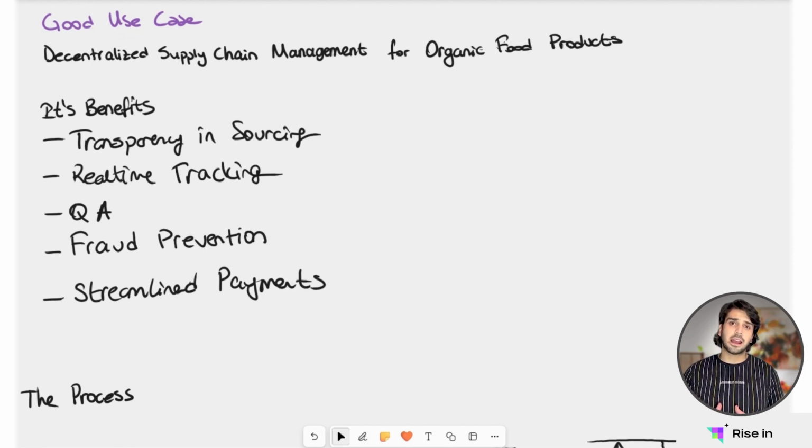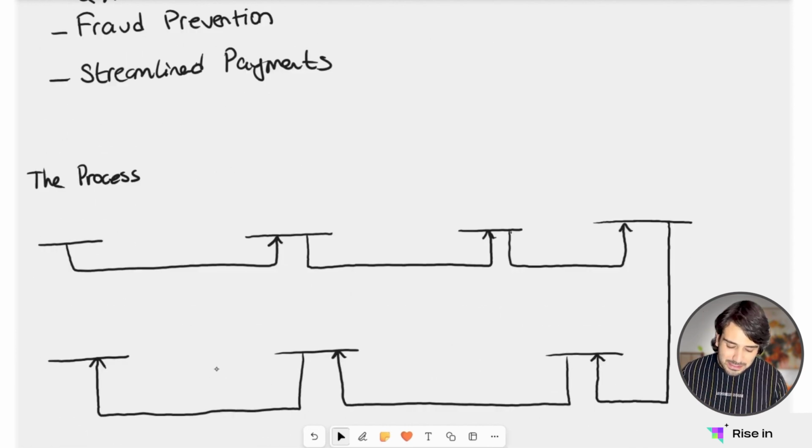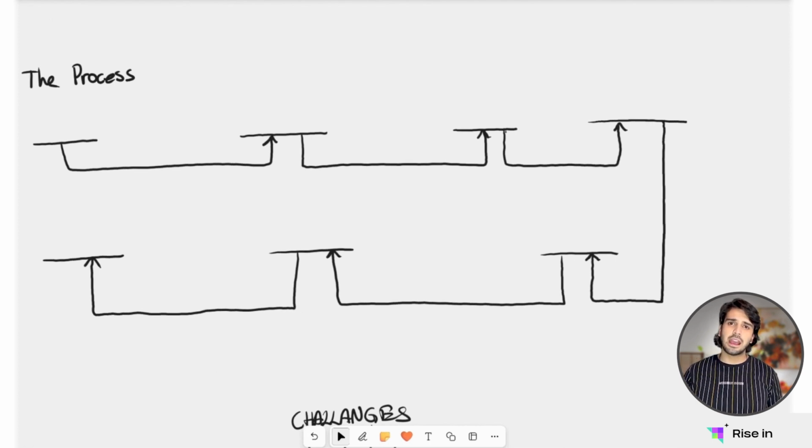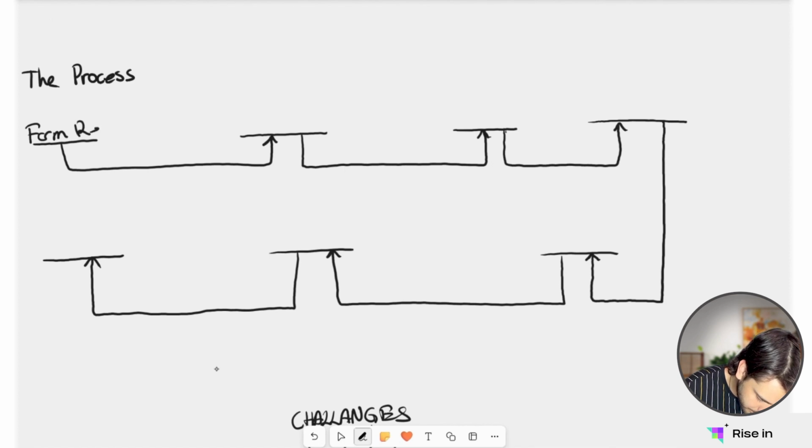These benefits actually transform the process of this decentralized supply chain management for organic food product system. I know it's a very, very long name. Let's look at this process and then we can understand this better. First, we have the farm registration. So here farmers register information about their products, how it's grown, what it is, and where it's coming from. So every piece of information about the product would be here.